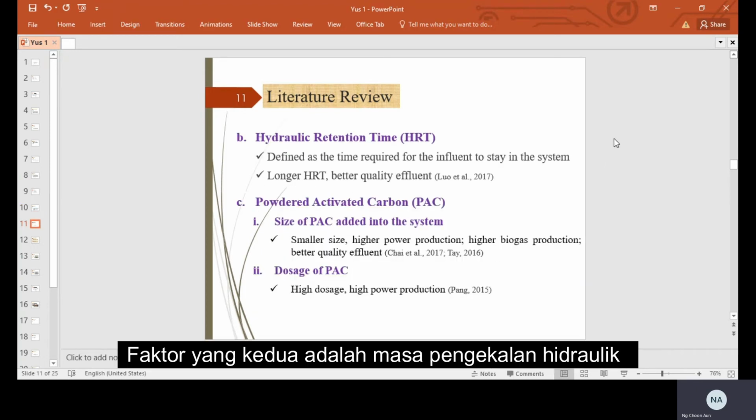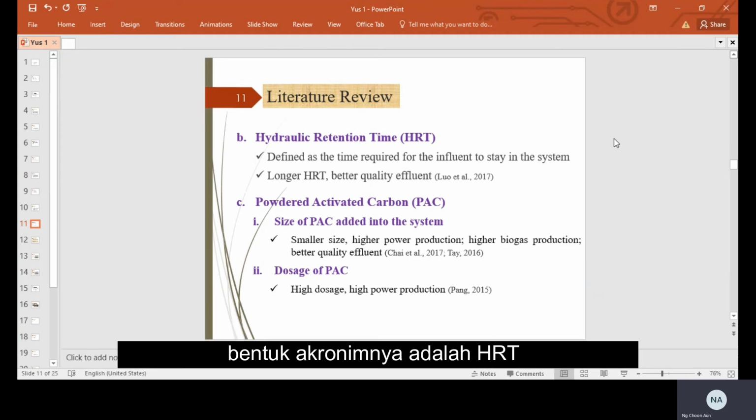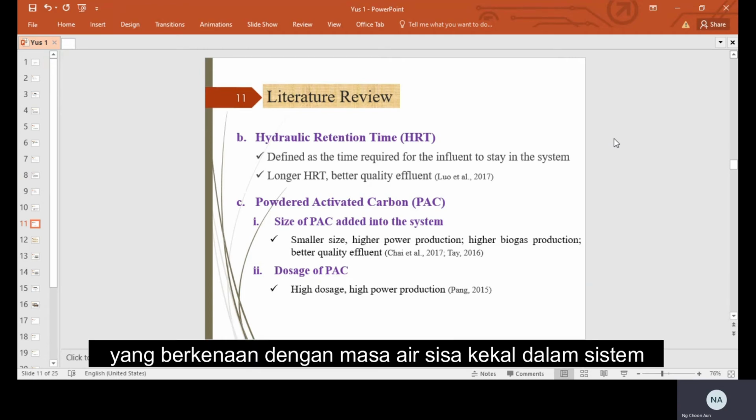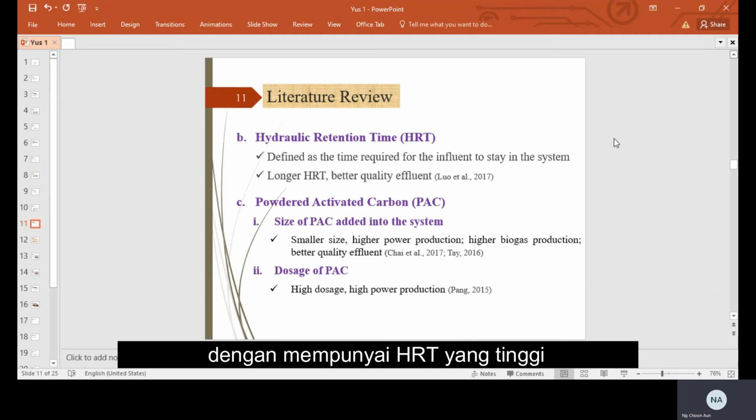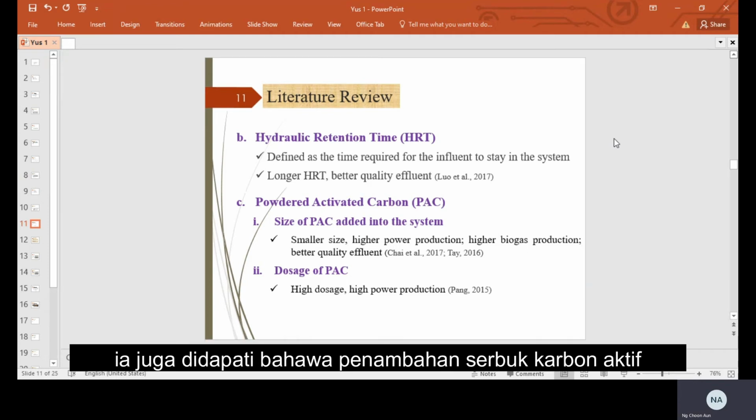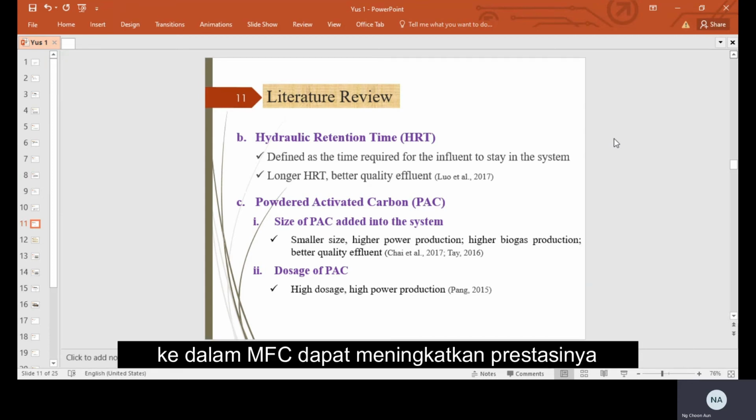The second factor is hydraulic retention time. In short form, we call it as HRT, which is about the duration of wastewater stays in the system. MFC can produce better quality of treated wastewater by having higher HRT. It is also found that by adding powder activated carbon into MFC will enhance its performance.